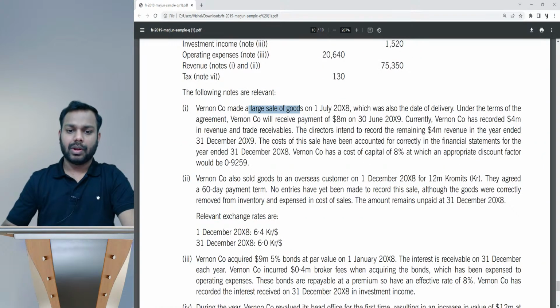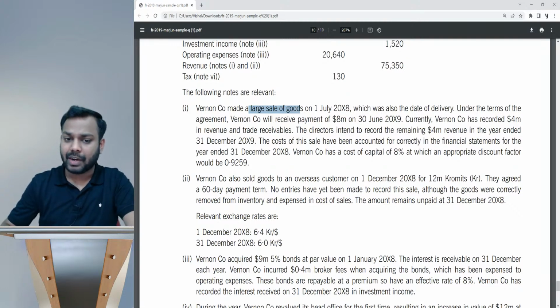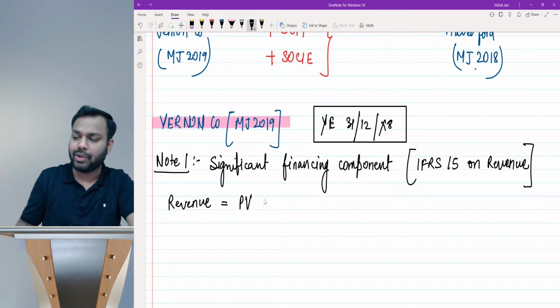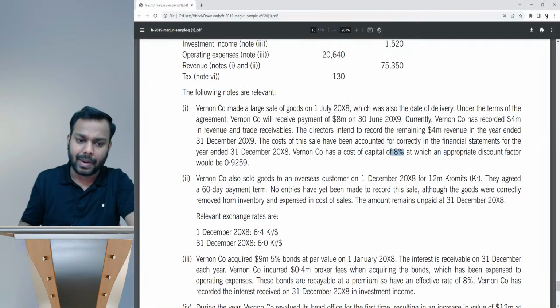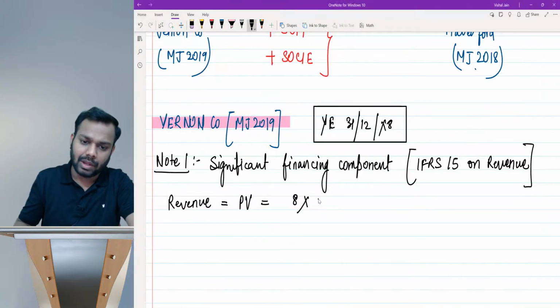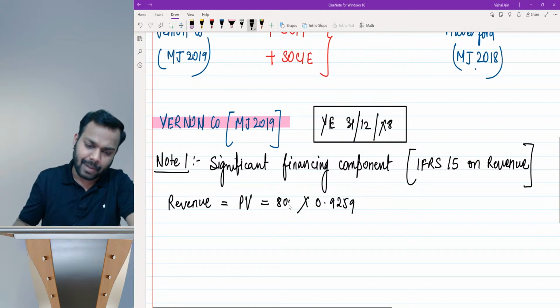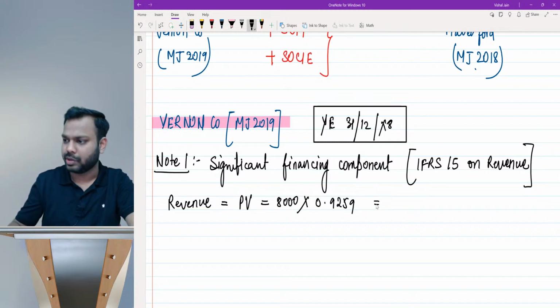Now, tell me what is the treatment that we do? What is the amount of revenue to be recognized in such cases? At present value, right? Now, what is the present value of 8 million at the cost of capital of 8%? So 8 million multiplied by the discounting rate, which is given as 0.9259. Let's take the amount in thousands, because the trial balance is also given in thousands, so we will calculate in thousands. So it is 8,000 multiplied by 0.9259, which is 7407.